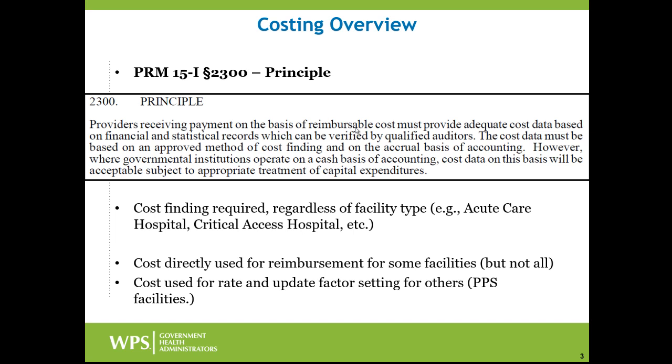So cost is directly used for reimbursement for some facilities, for example, critical access hospitals, but it's used for rate and update factor setting for other facilities like PPS facilities. In the end, cost is still important. That's the key thing there.